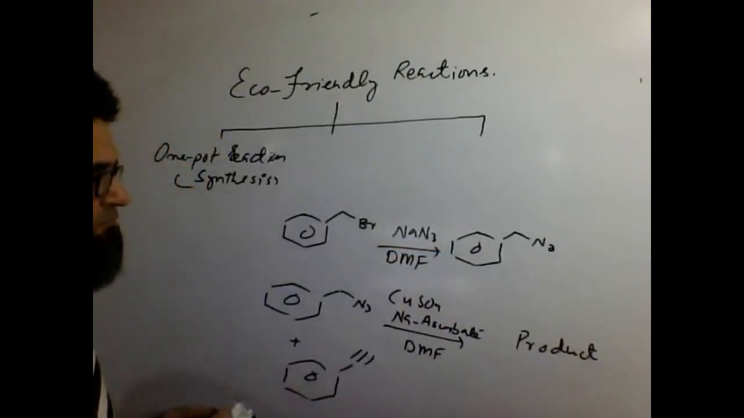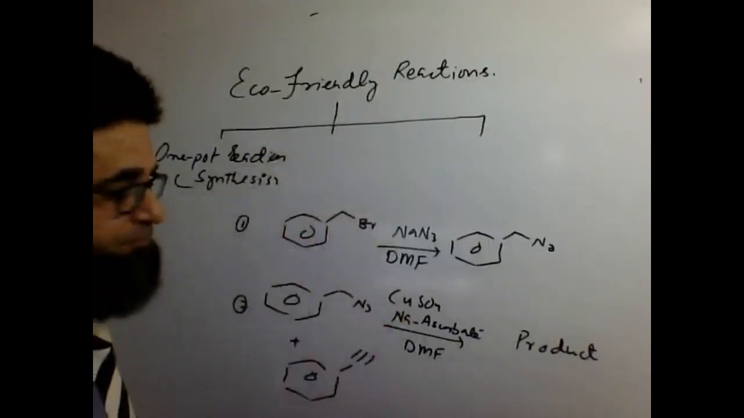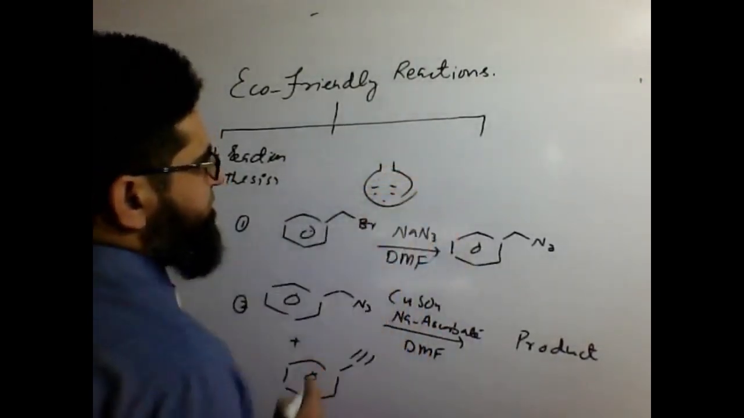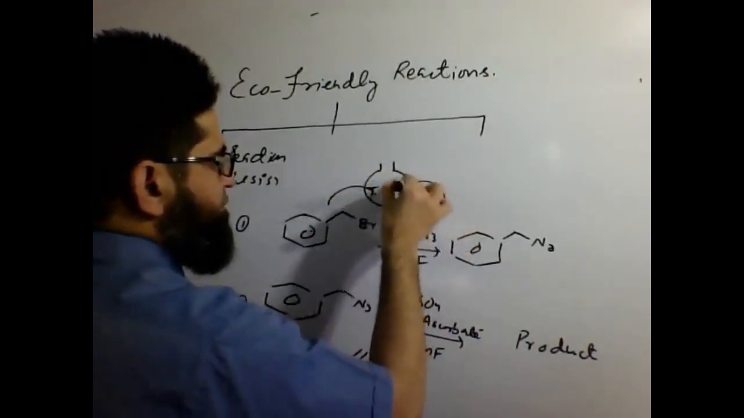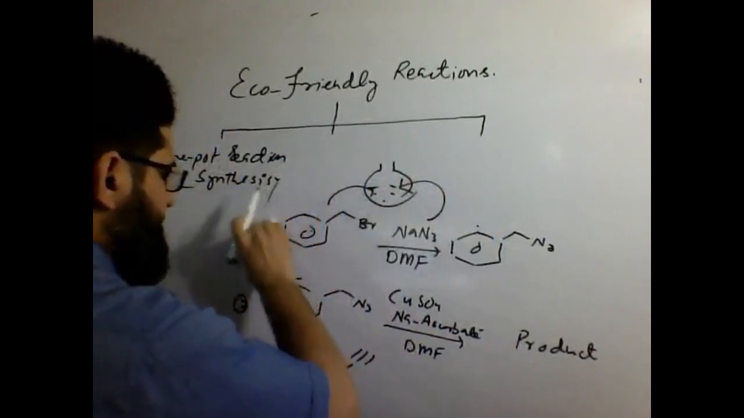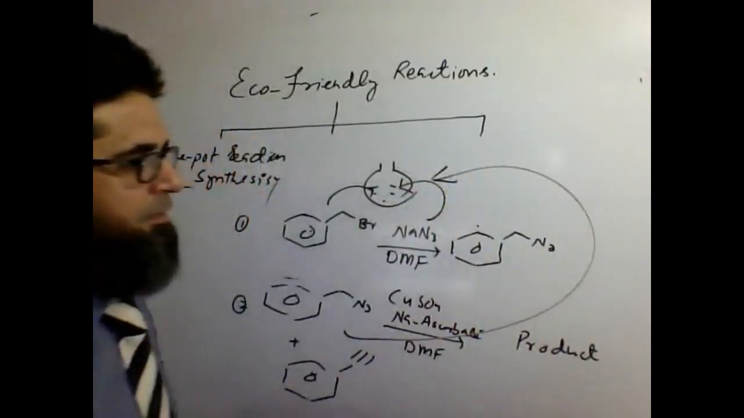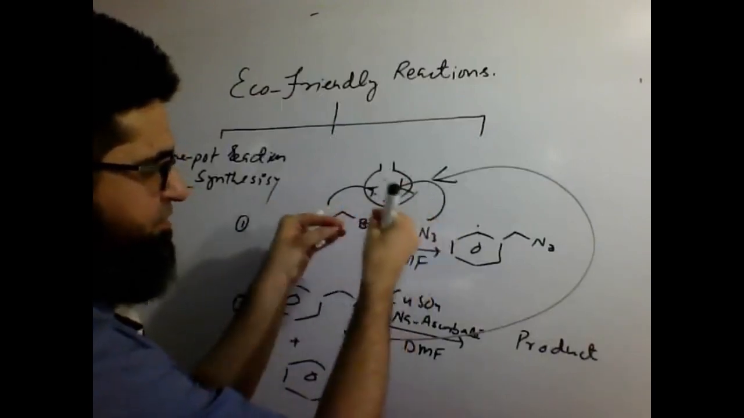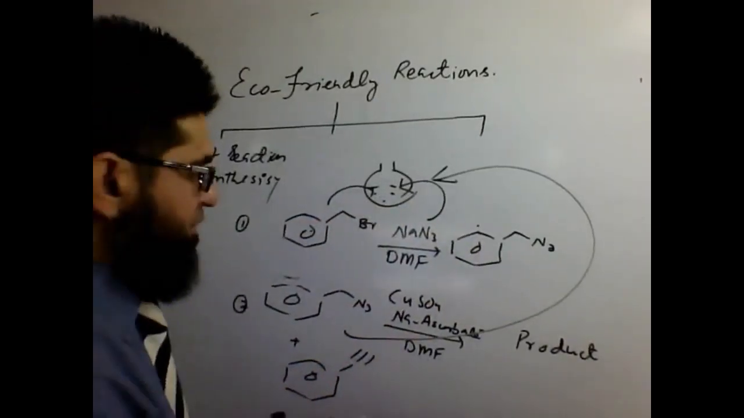Then people merged the 1-step and 2-step reactions. They performed step number 1 in the flask, adding this one and this one, and when this product is formed, they put phenylacetylene in the same flask. The reaction becomes a sort of a 2-step, but the 2 steps are merged into a single one.